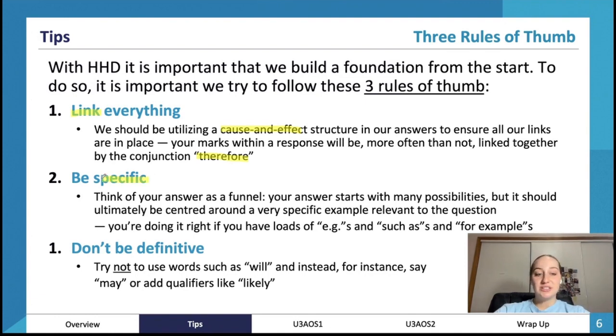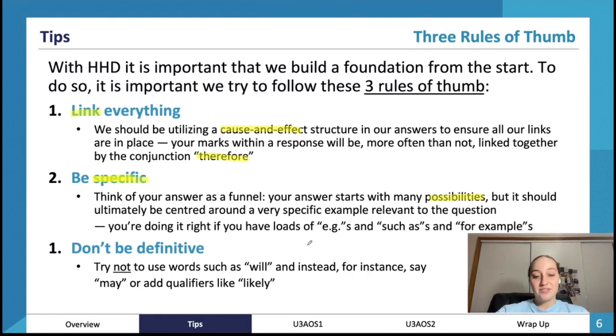The second tip is to be specific. This is why it's really important if you want to stand out in Health and Human. You can't just know a brief overview of all the content. You want to know specific examples for everything. So think of your answer as a funnel. You start with many possibilities, but it should ultimately be centered around a very specific example relevant to the question. So you want to have these specific examples that show you really know what you're talking about and that you really know the content, that show an example in real life of what you're talking about, not just giving the definition of something. You want to be a bit more specific and give more detail than that.